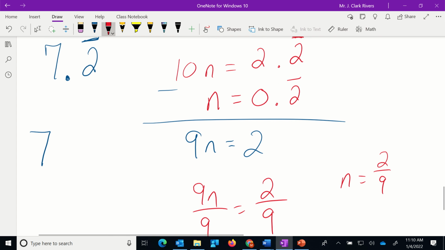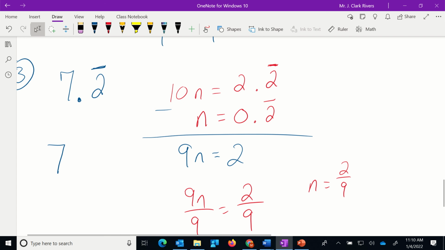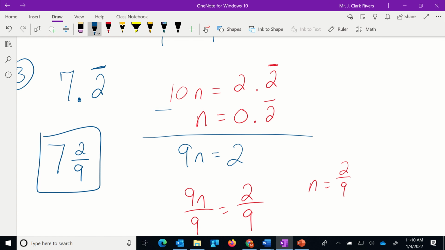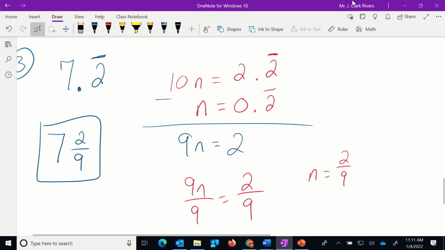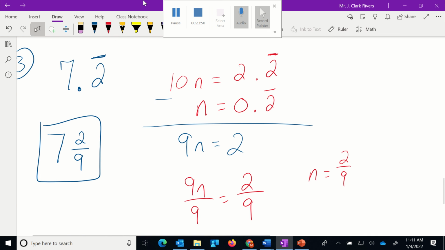Remember earlier I said we're just going to have that 7 hold its place as part of a mixed number? Well, 0.2 repeating is 2/9. So this is 7 and 2/9. Why is it 2/9?